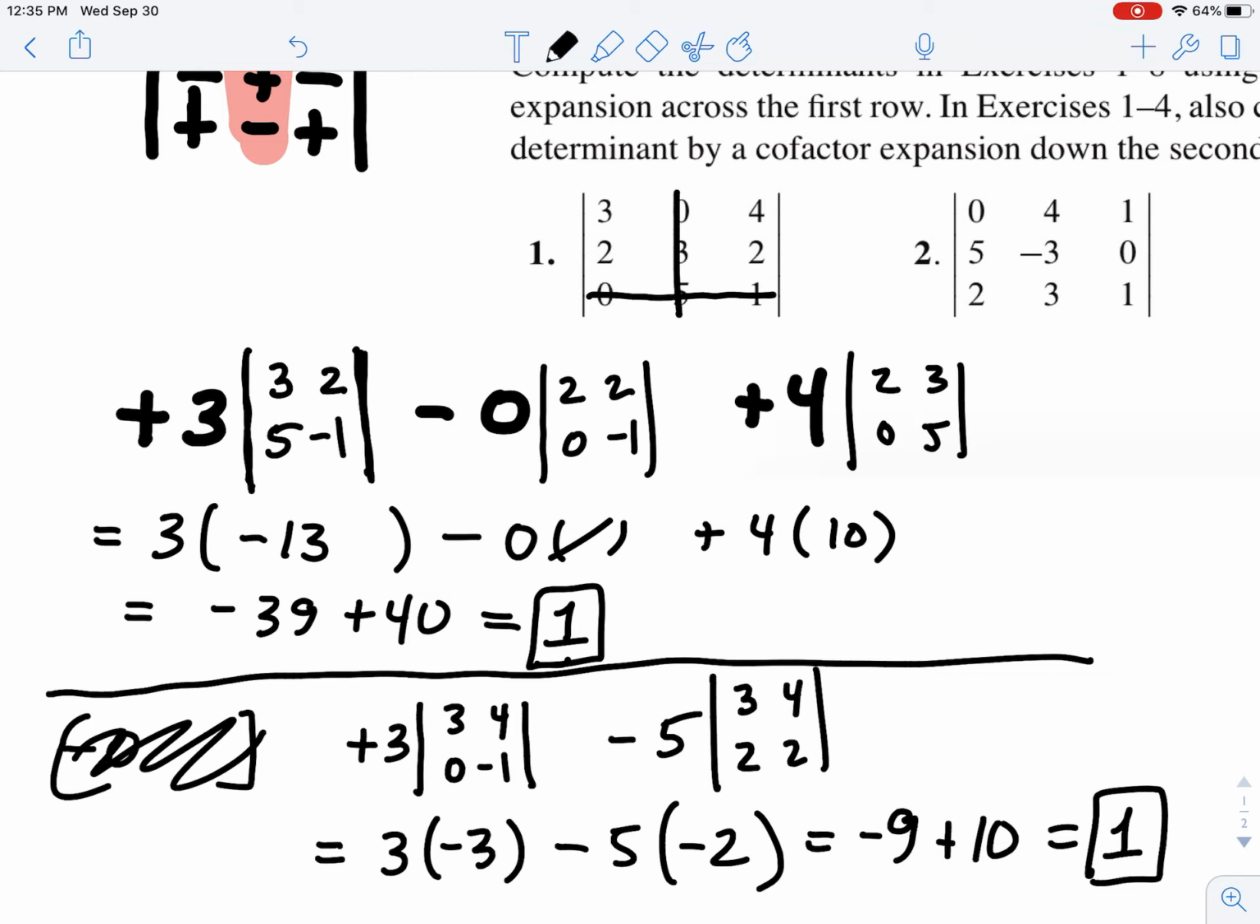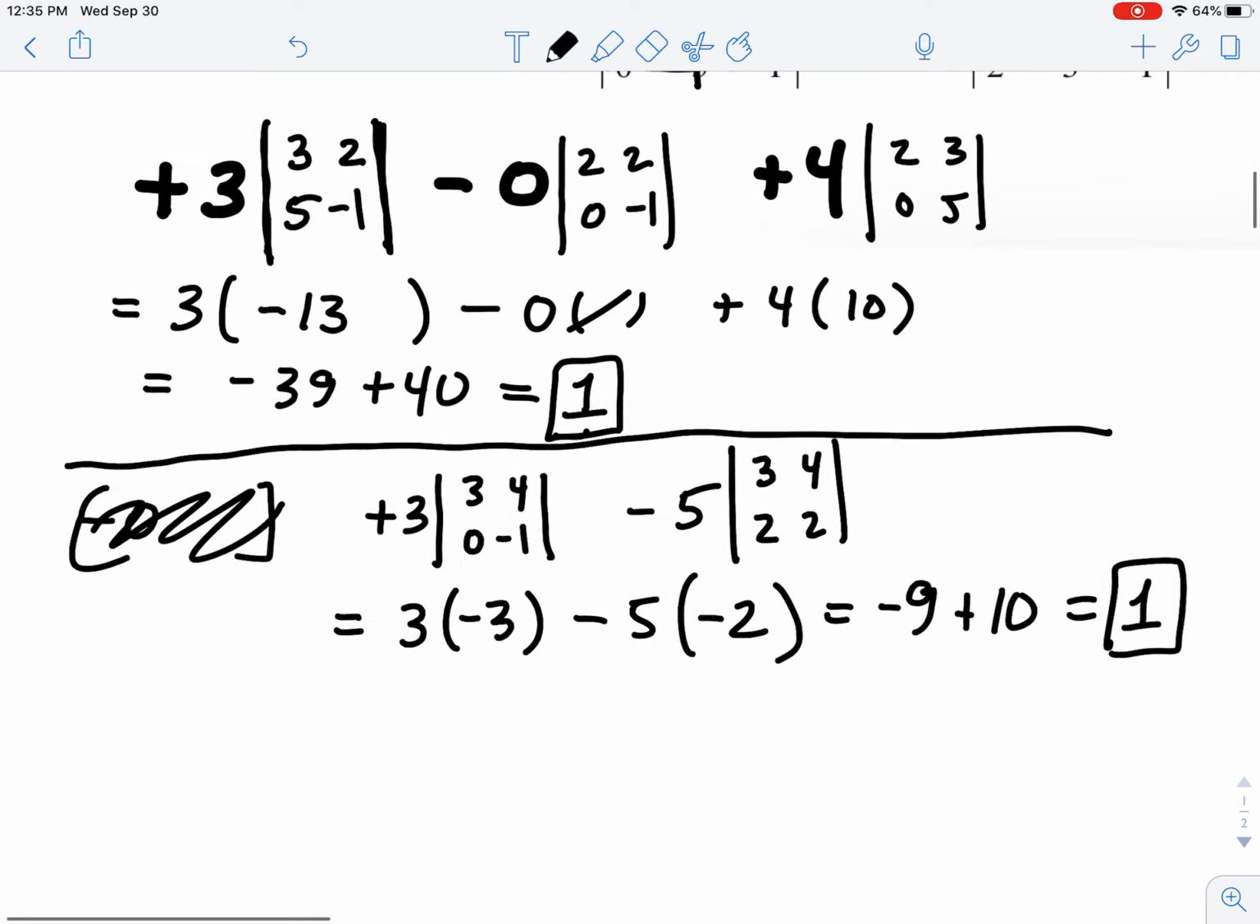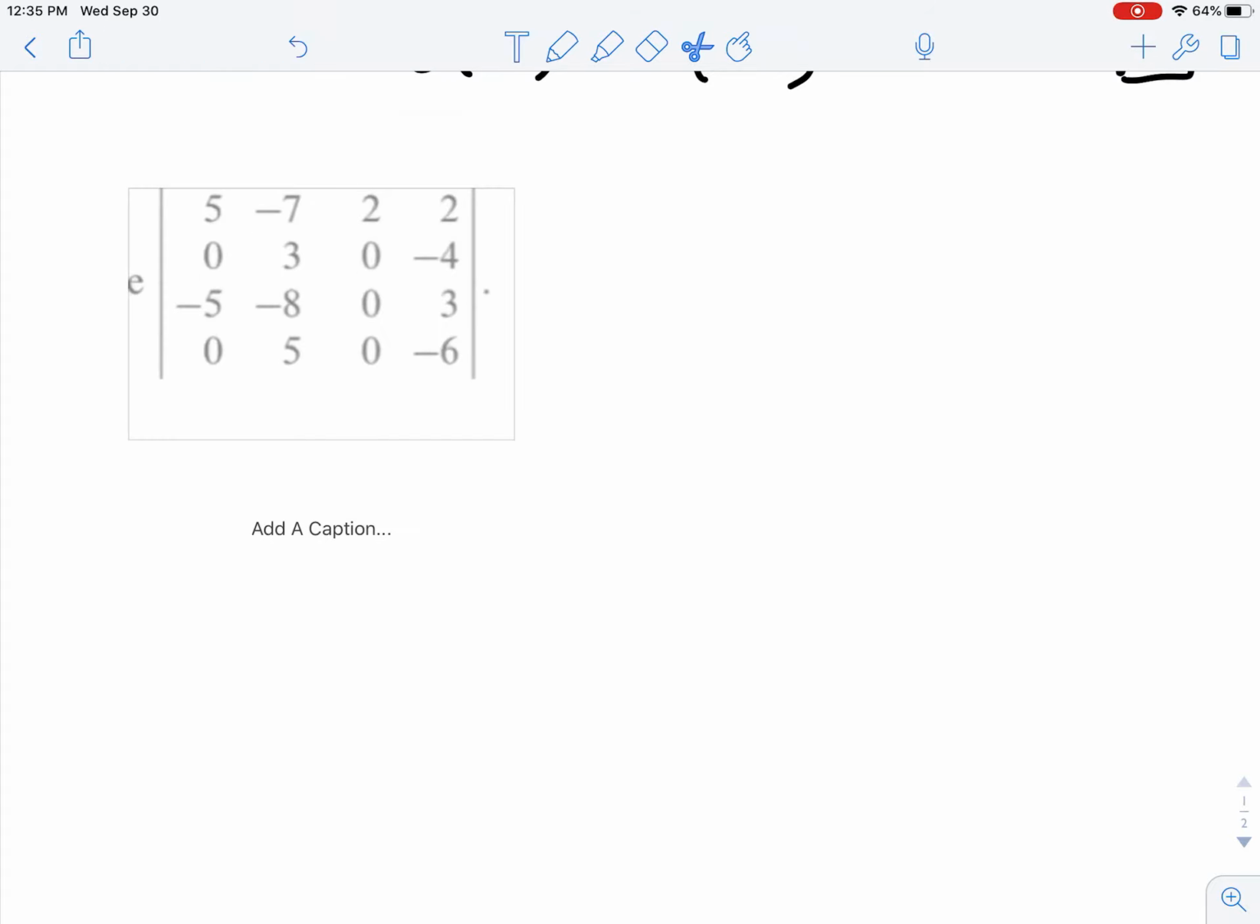So it is a true fact that no matter what row or what column you choose to expand, you will always get the same answer, and that number is the determinant. This is a pretty cool feature, and let me show you how we might use that. So let's do a harder problem. Let's try to find the determinant of this 4x4 matrix.